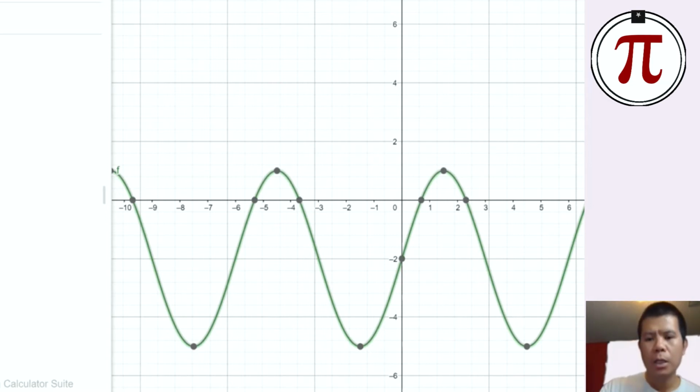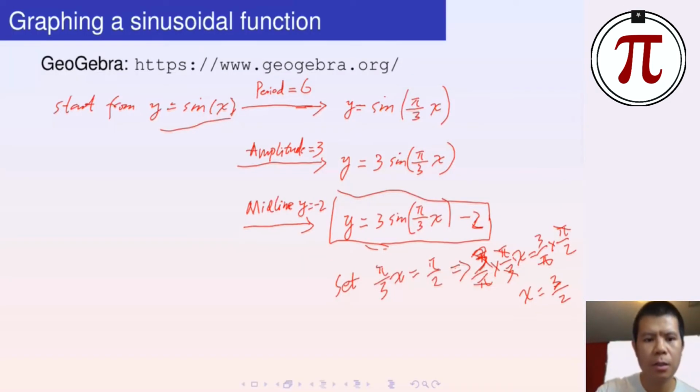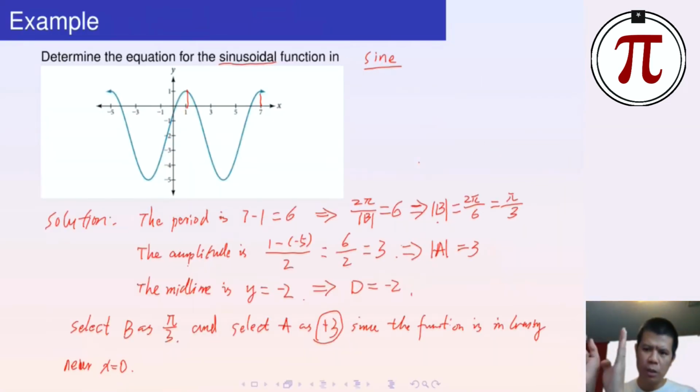Now, in order for the maximum to be at 1, we need to shift it leftwards, right? By what? 3 over 2. No, no. This one is 3 over 2, but this one is at 1. So the distance from 1 to 3 over 2 is what? A half. Does that make sense?